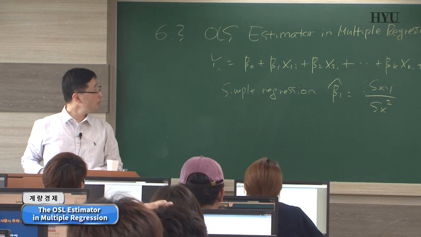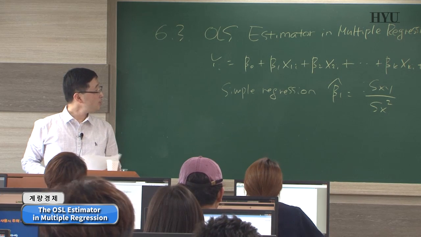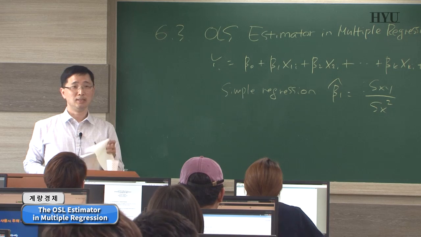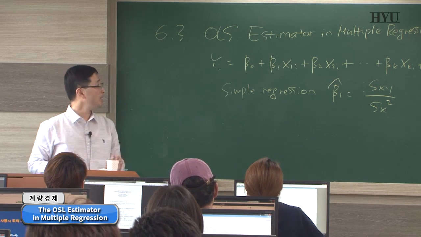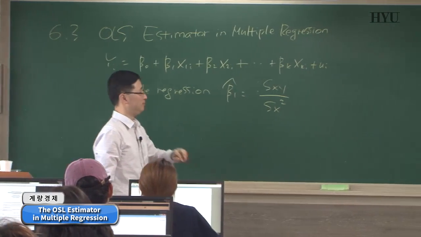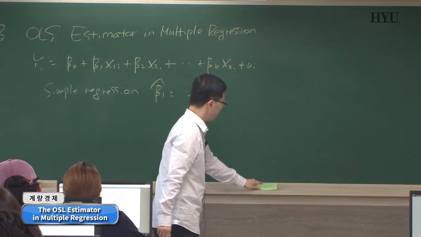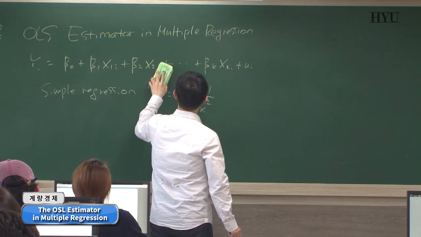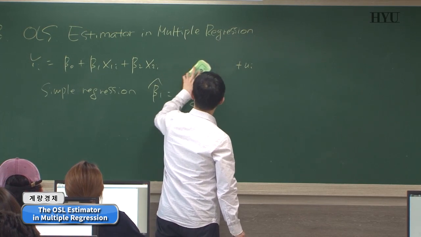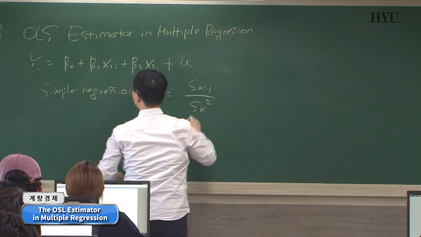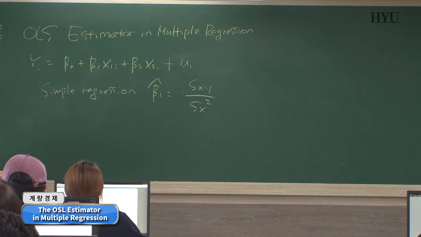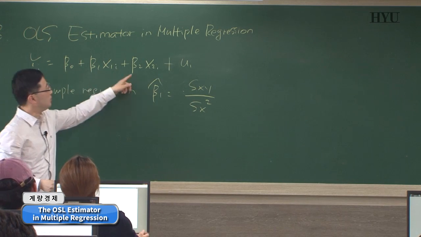To make it simple, let's assume that we only have two x's, but you can increase it. So let's say that we have x1 and x2. But if you want to, you can go further. So let's erase this much and pretend that this is the multiple regression we have. So how do we estimate these betas?